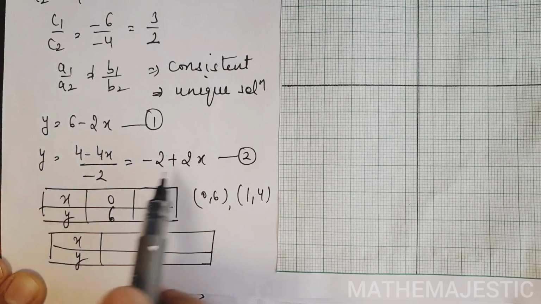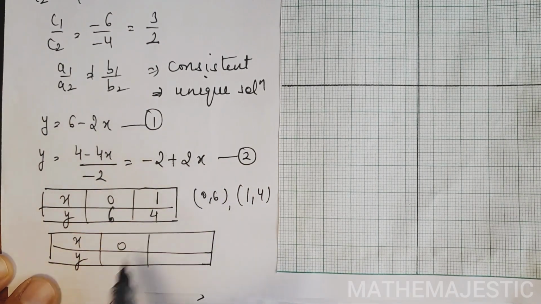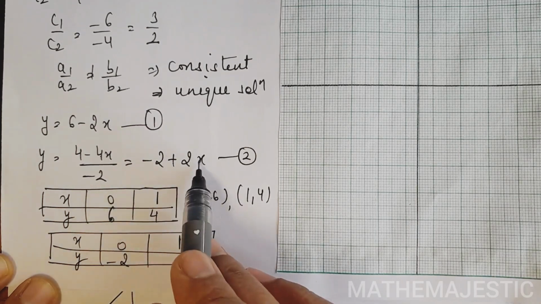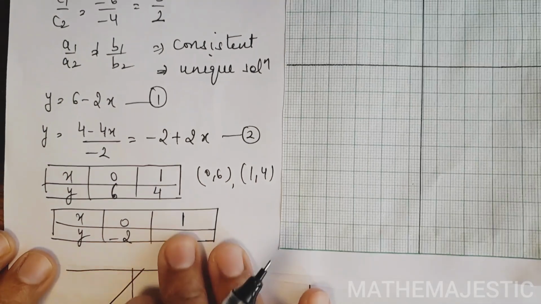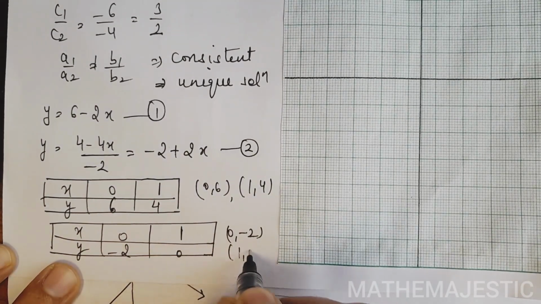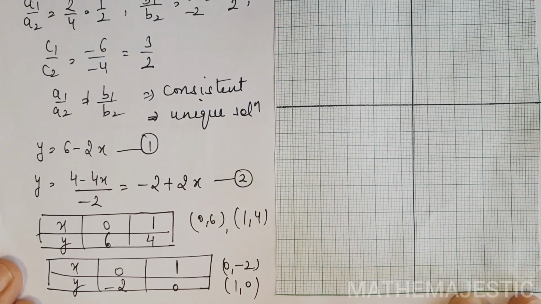In the second, y is equal to 2x minus 2. That means if x is 0, so y will be minus 2. If you take x as 1, so minus 2 plus 2 will be 0. We got these 2 points here. So the points are 0, minus 2 and 1, 0. So now we will plot these points on the graph paper. So what you will get here.